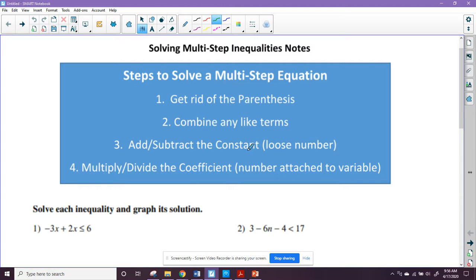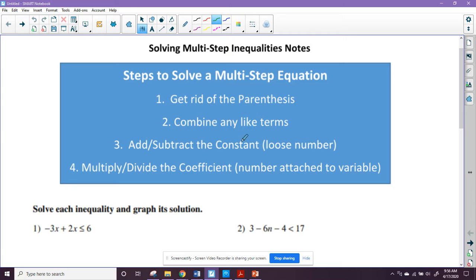Today we are going to be solving multi-step inequalities. So a review on how to solve a multi-step equation, the first thing you need to do is get rid of your parentheses. So you're going to distribute. The second thing you're going to do is combine any like terms. So your goal is to get all the terms combined on one side.